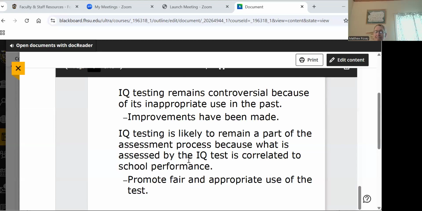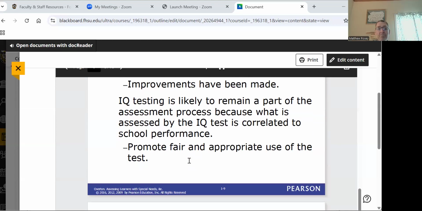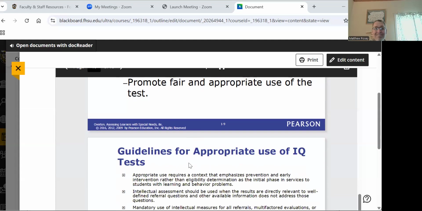Okay, so a lot of the formalized tests that we give are going to provide us some kind of IQ score or general intellectual ability score, often referred to as a GIA. We get that with the WJ4. So, also want to make sure it promotes fair and appropriate use of the test. We don't want to just administer it just to give it. We want to make sure it's promoted fairly and it's used appropriately for the intent that it was designed.